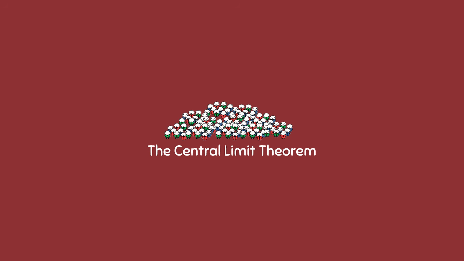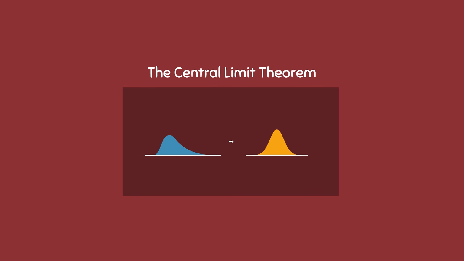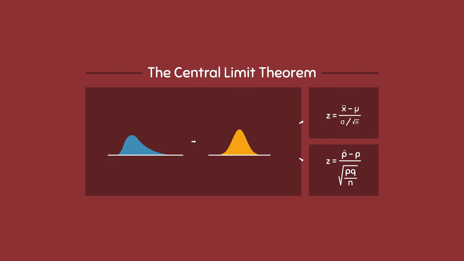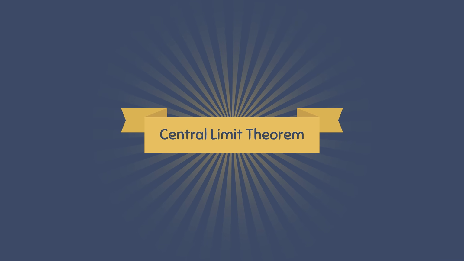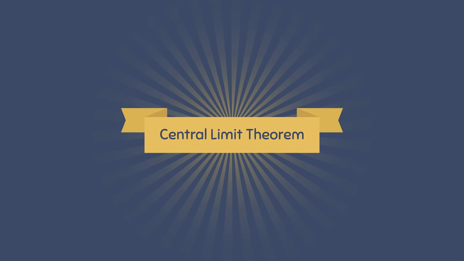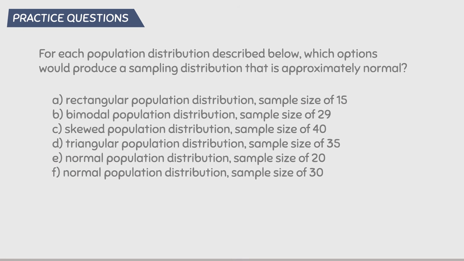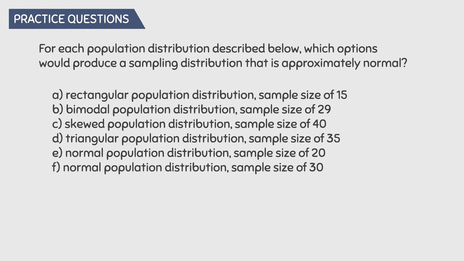The central limit theorem is useful for analyzing large datasets because if we know that the sampling distribution will be normally distributed, we can use formulas that are related to the normal sampling distributions to help us interpret data. Now that you have an understanding of what the central limit theorem is, let's do some practice questions. For each population distribution described below, which options would produce a sampling distribution that is approximately normal? Feel free to pause the video so you can work through these questions yourself.